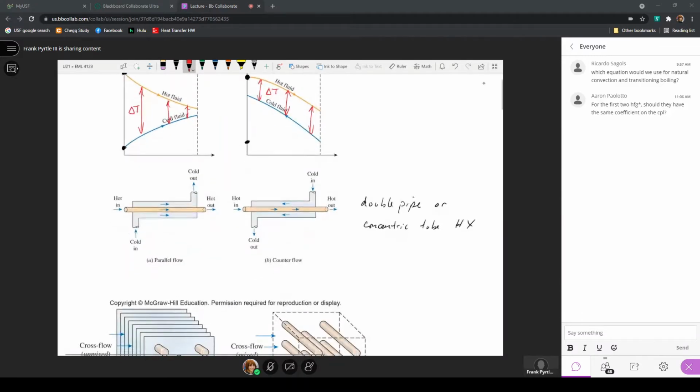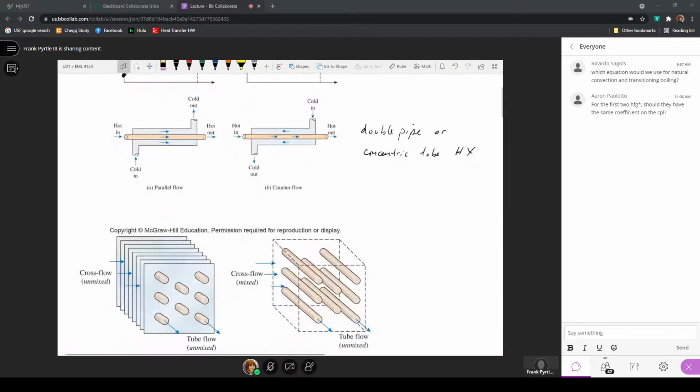So this double pipe counterflow heat exchanger is actually going to become the basis for the analysis of other configurations that aren't double pipe or concentric tube heat exchangers, but we will use this counterflow consideration as we look at how we develop expressions for heat transfer rates or performance of these different types of heat exchangers.